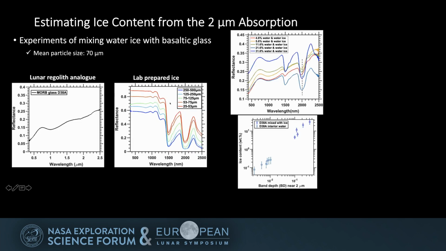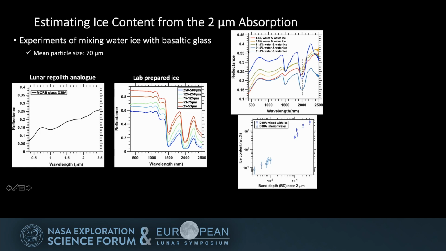And the second way, we did experiments in the lab to mix real water ice with the lunar analog, the mare basalt glass. So the mare basalt glass spectra is shown in the left plot, and in the middle plot, I'm showing the lab-prepared water ice. You can see the absorption feature changes as you change the particle size. So that's why the particle size is important. Again, we assume the mean particle size as 70 micron, as measured from Apollo samples.